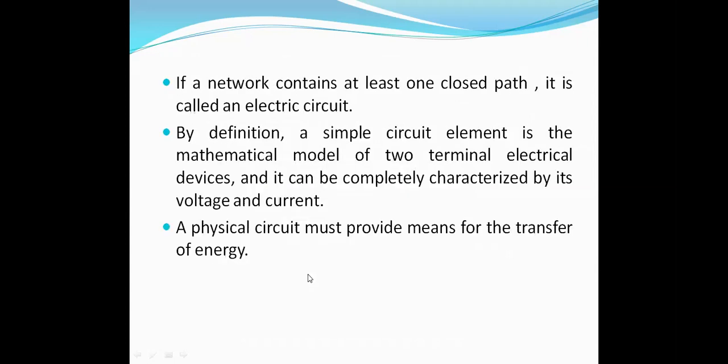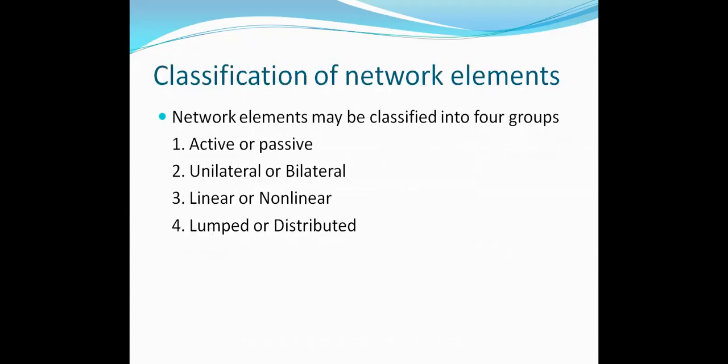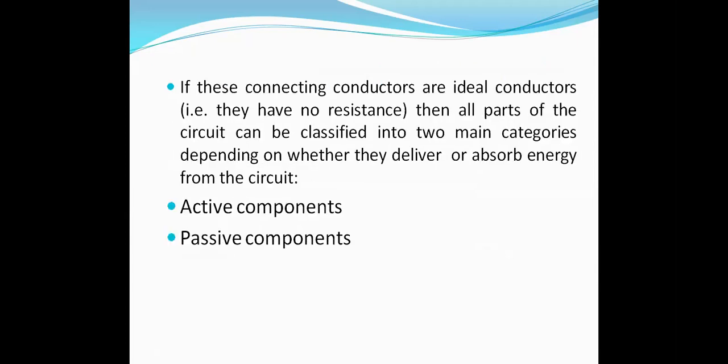Next, we will see the classification of network elements. All these network elements may be classified into four groups. The first one is active and passive elements. The next is unilateral and bilateral. The third is linear and non-linear. And the fourth is lumped and distributed. Now we will see the active and passive elements.